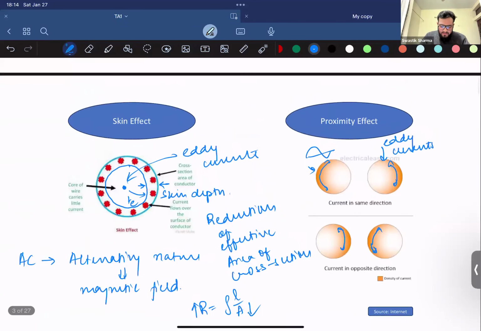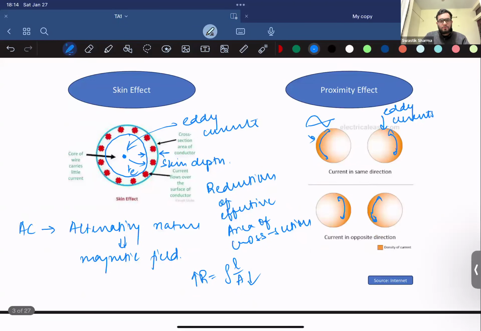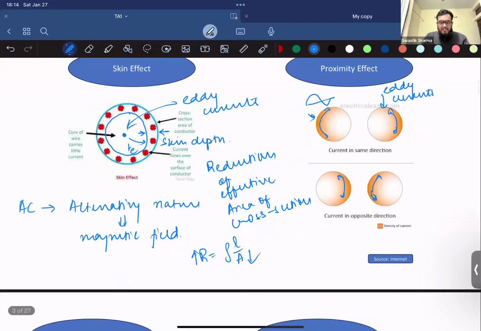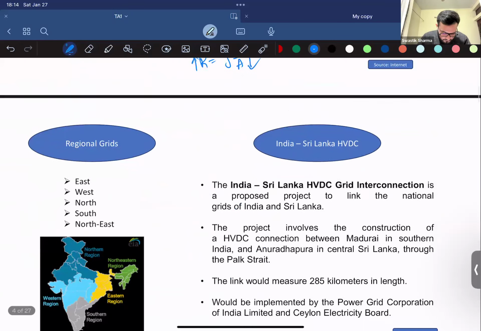So this is what skin effect and proximity effect is. Both lead to an increase in the effective resistance of the conductor, which leads to increased power losses.